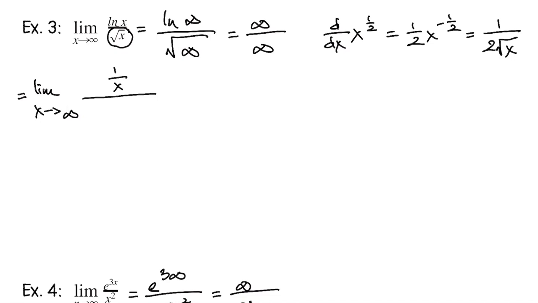But either way is fine. I think more traditionally it's the 1 over 2 root x, but that would go over here, okay? And so let's plug in our infinities again and see what we get. We get 1 over infinity over 1 over 2 square root of infinity.